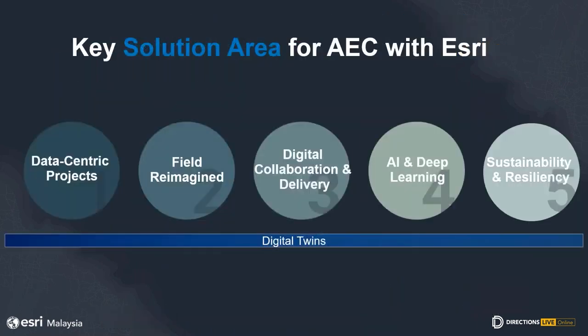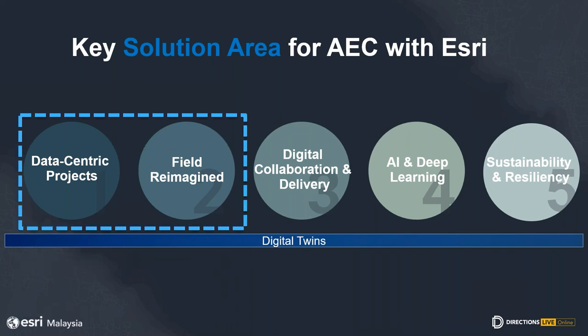At Esri, we have identified 5 key solution areas that are essential for enhancing AEC projects: data-centric project, field reimaging, digital collaboration and delivery, AI and deep learning, sustainability and resiliency, and where all of this will lead to digital solution. However, in today's session, I'll focus on just 2 of these solutions, which are data-centric project and field reimaging.